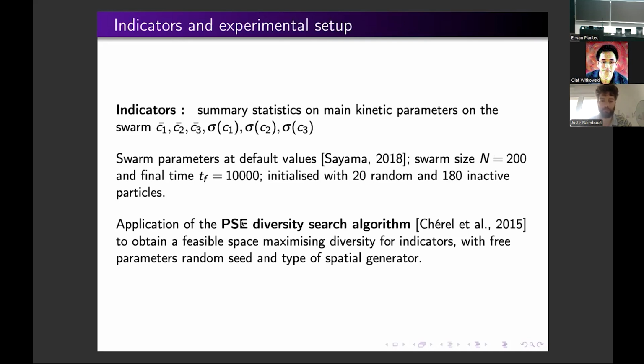So for this, we use a diversity search algorithm. In this case, we use a PSC algorithm. It's an evolutionary algorithm which does diversity search. So we try to maximize diversity for the summary statistics, and the free parameters are the random seed and the type of spatial generator.